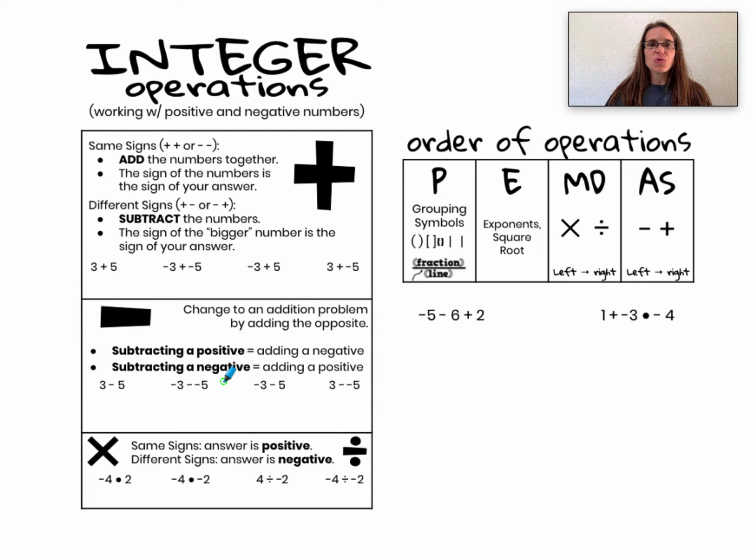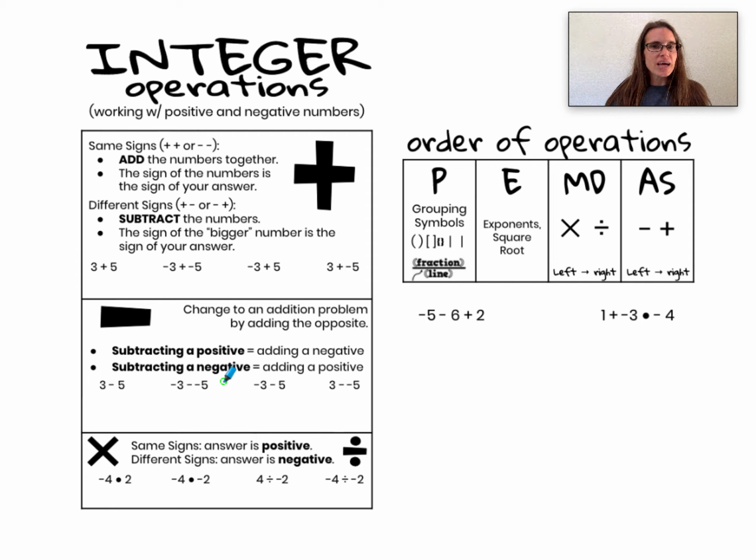Integer operations, or working with positive and negative numbers. By integers, we mean our whole numbers, 0, 1, 2, 3, and their opposites, -1, -2, -3. In earlier math classes, we used some really great visual models to add and subtract integers in particular. We used integer chips and we used number lines.